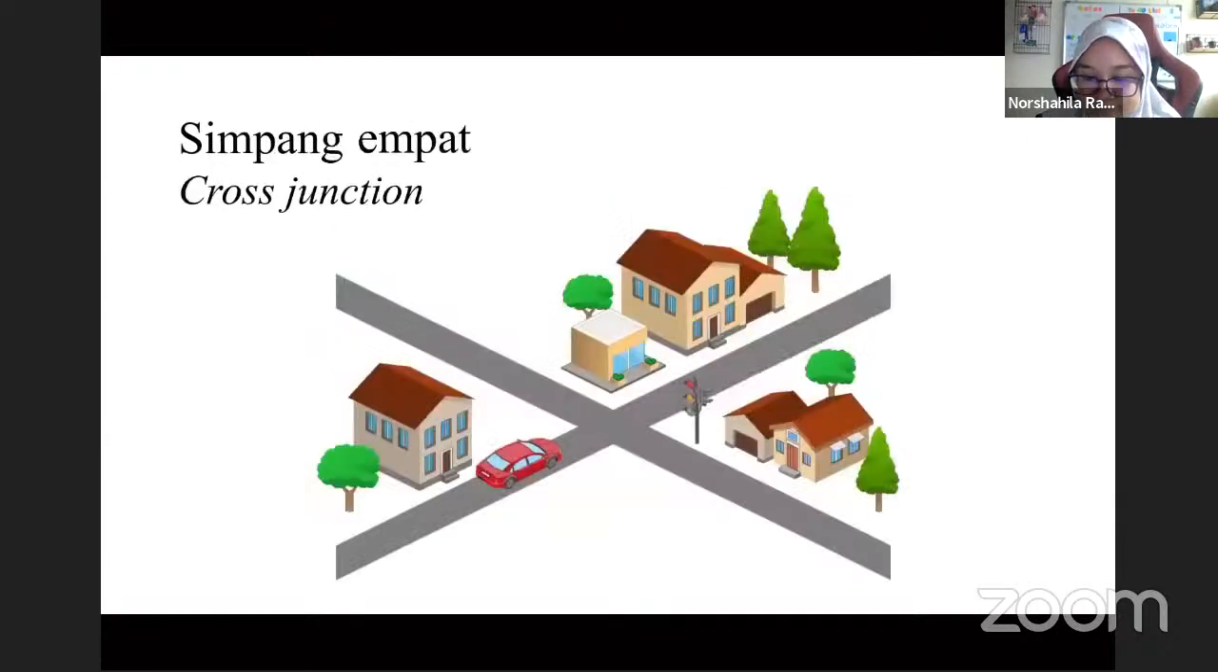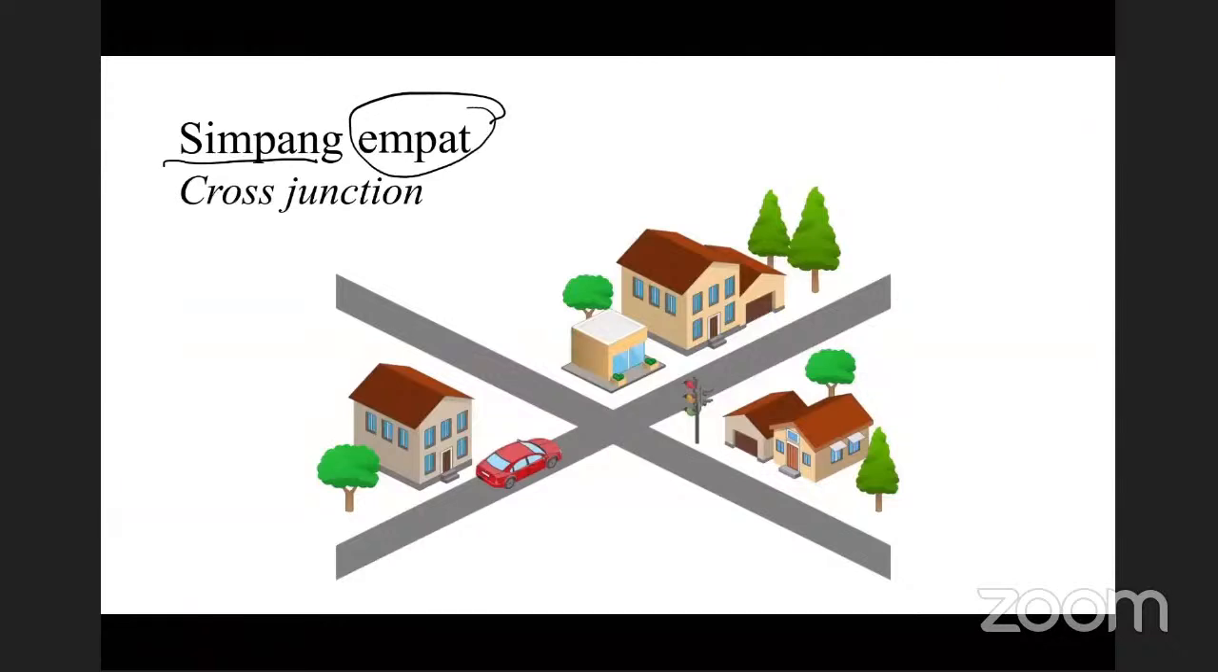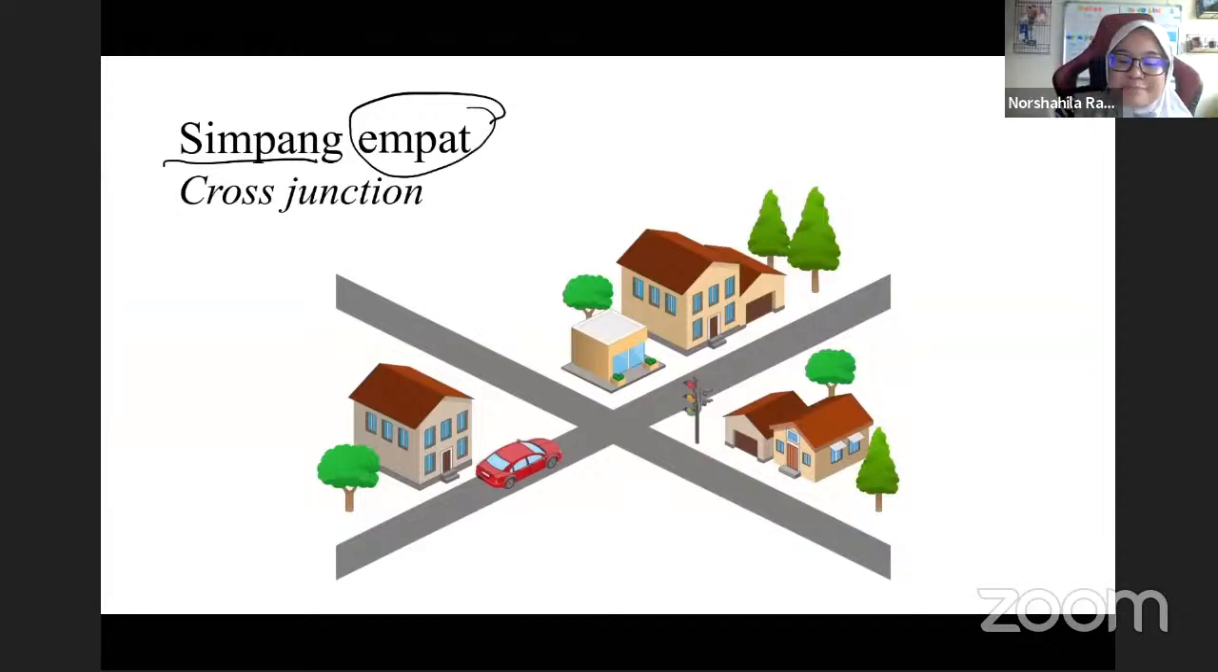Okay. Next, this one. Okay, what is empat? We have here simpang empat. What is empat? Four. Okay. So simpang means a cross junction here. Simpang is actually a junction if I'm not mistaken. Sorry about the maybe not correct translation. Why do we call it a simpang empat? Because we have 1, 2, 3, 4. That's why in bahasa Melayu, how many junctions that you have, that's the way that we address.